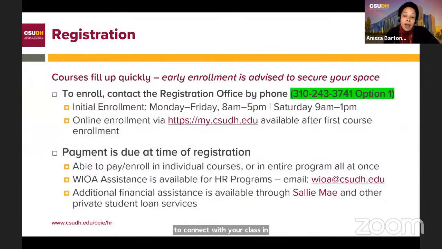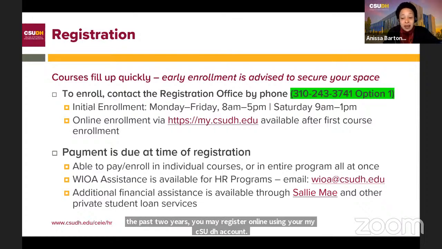Enrollment is available from our extended education registration office Monday through Friday, 8 a.m. to 5 p.m., and Saturday from 9 a.m. to 1 p.m. Now, if you've taken a course at CSU Dominguez Hills in the past 2 years, you may register online using your My CSUDH account.